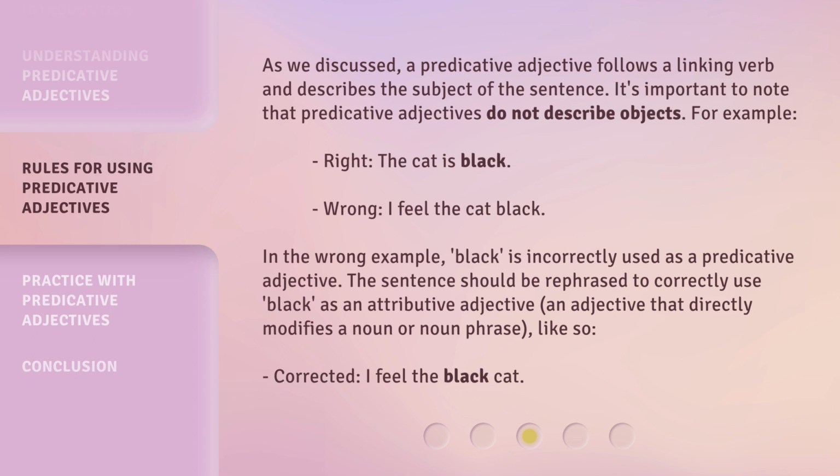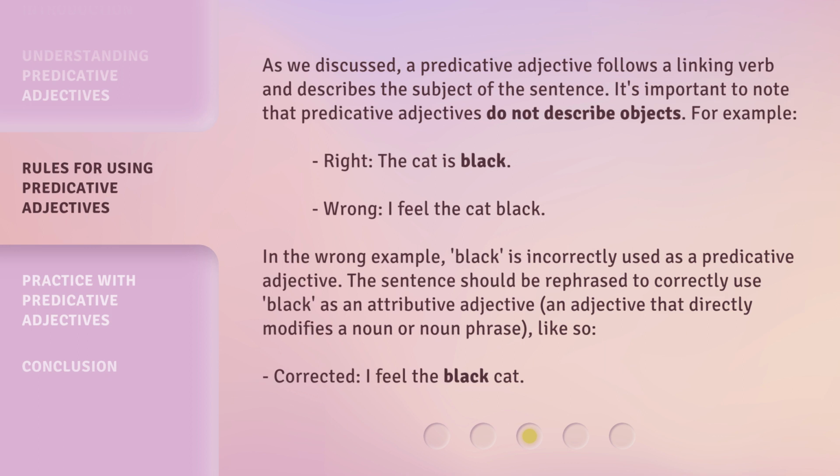As we discussed, a predicative adjective follows a linking verb and describes the subject of the sentence. It's important to note that predicative adjectives do not describe objects. For example, right: the cat is black. Wrong: I feel the cat black. In the wrong example, black is incorrectly used as a predicative adjective.